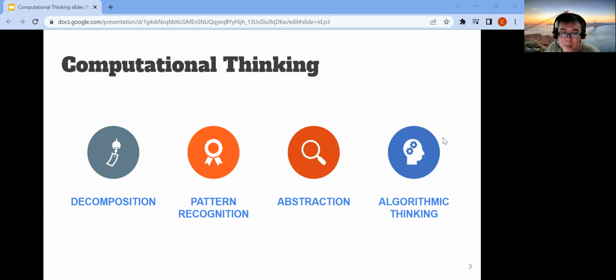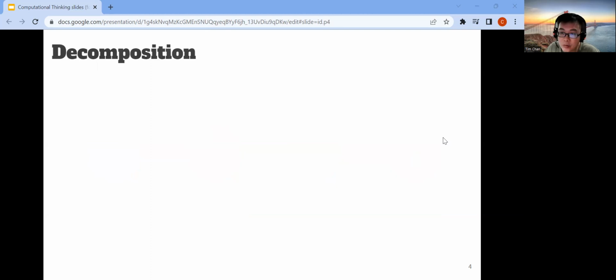Next is abstraction. It's about identifying and focusing only on relevant details that can affect the problem. So the keyword is relevance. Next is algorithmic thinking. Think of it like using a sequence of steps to solve a problem. It is about looking at steps or sequence. So far, okay. Now let's go into detail.